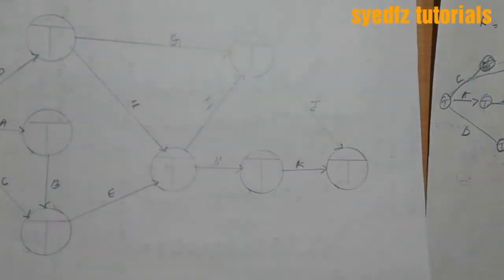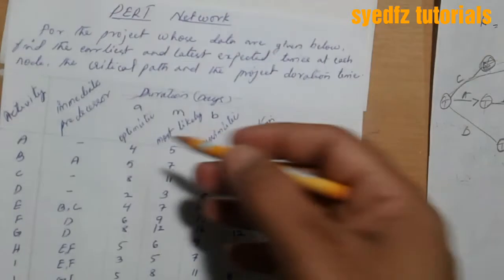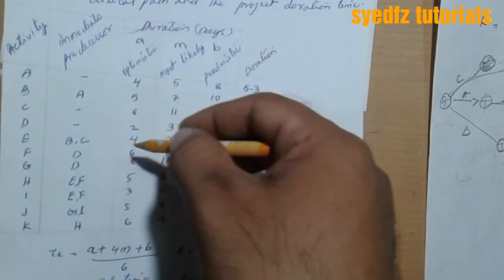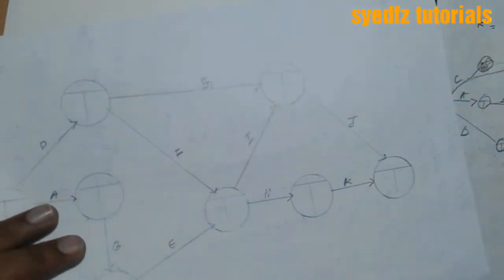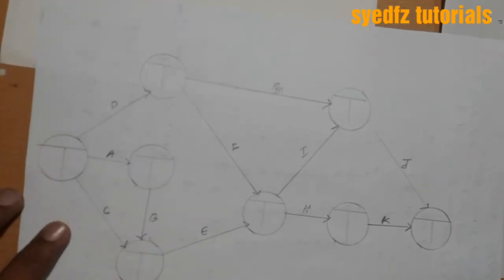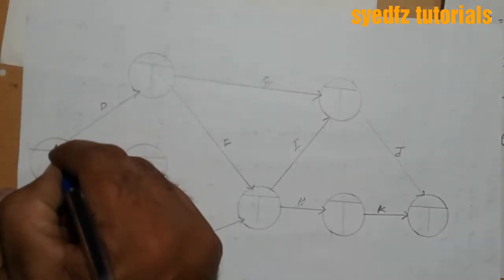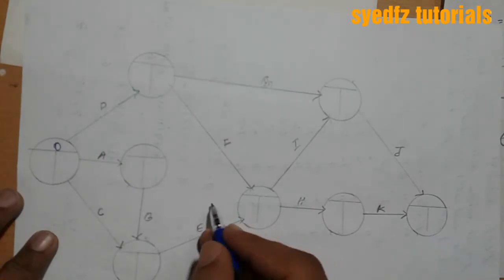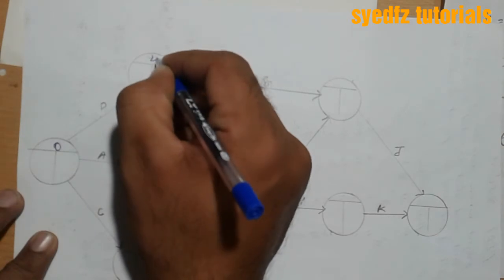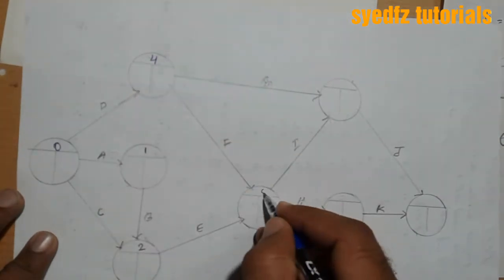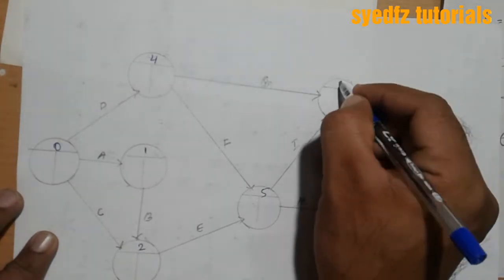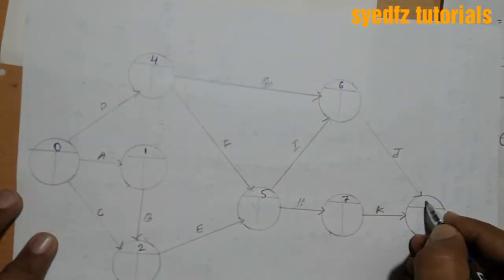Okay, these are the immediate predecessors, meaning where the activity starts, where it came from. Now allocate the numbers to the heads. 0 for this, this is second, this is third, this is fourth, this one 5th we have created, and 6 we have created, doesn't matter, 7 and 8.